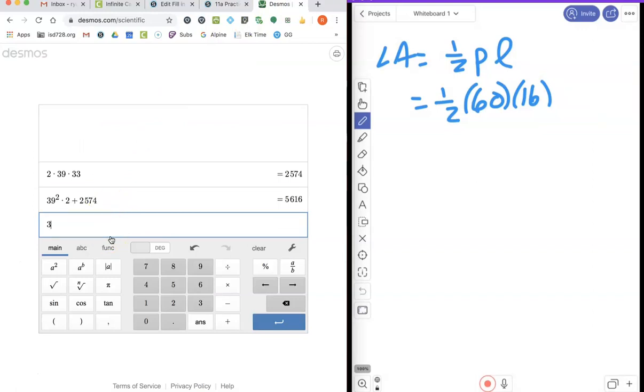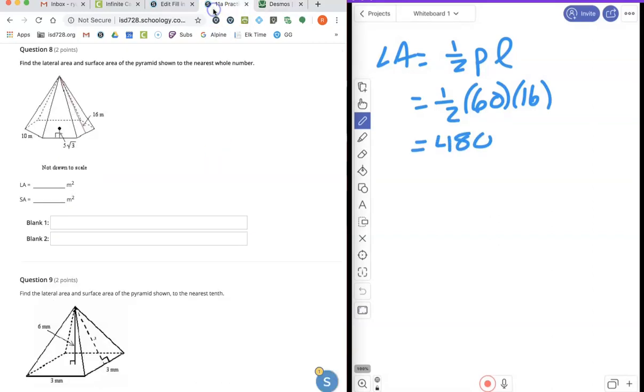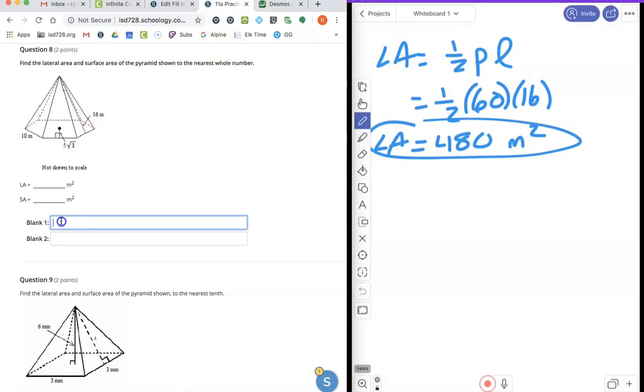So that's just like doing 30 times 16. And we have 480. So our lateral area is 480, whatever our units are, square meters. Okay, so that's LA. We have to find the area of what the base is, and we're going to add that to 480. So this time, capital B is 1/2 ASN.